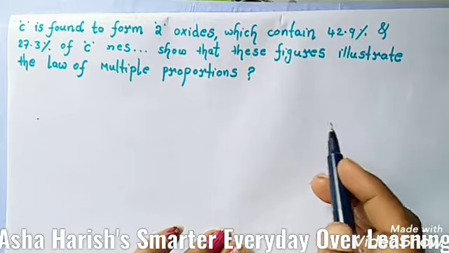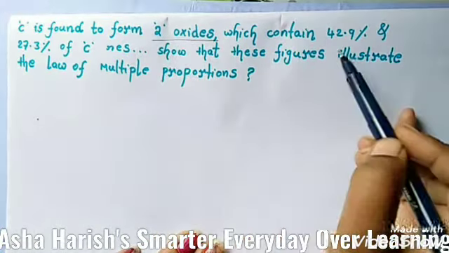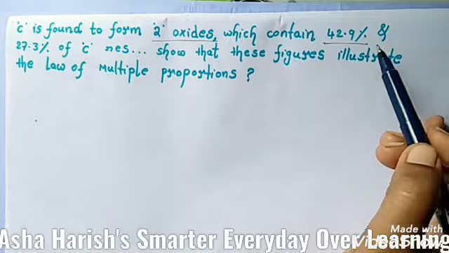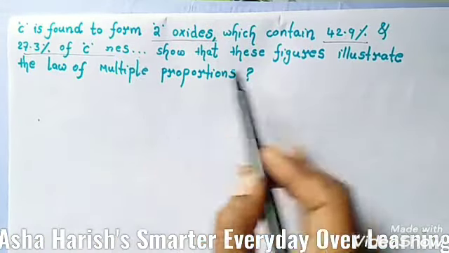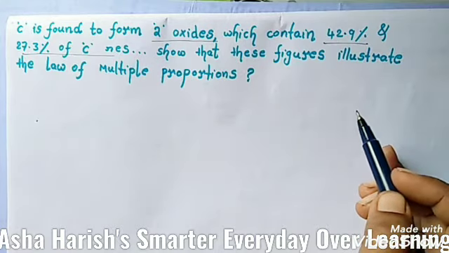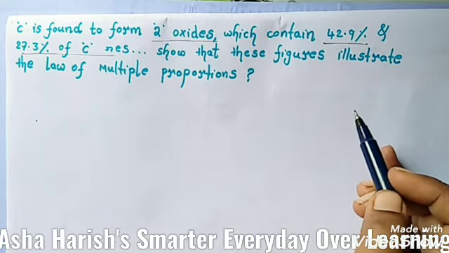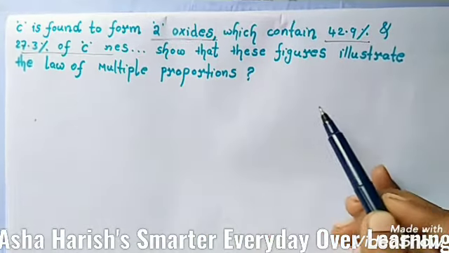Here is the first example you have. Carbon is found to form 2 oxides which contain 42.9% and 27.3% of carbon respectively. Show that these figures illustrate the law of multiple proportions. Okay, some percentages they have given, that is only carbon oxides. What is the solution?